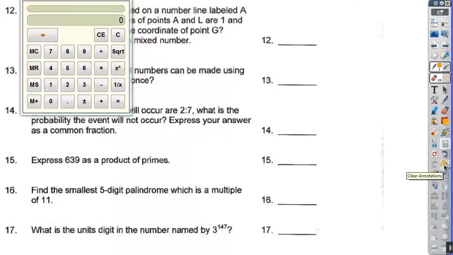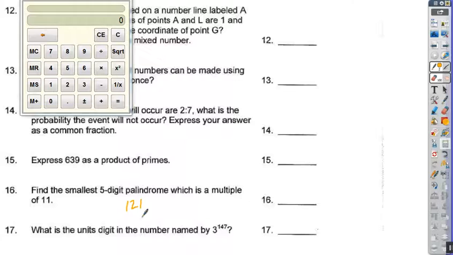All right. 16. Find the smallest 5-digit palindrome which is a multiple of 11. All right. Now this problem is a little tricky. First, a palindrome. A palindrome is a number that is the same backwards and forwards, right? And so, for example, 121 is a palindrome. It's also divisible by 11. So we want to find the smallest 5-digit palindrome possible that's divisible by 11. Now, I may not do this the most efficient way.